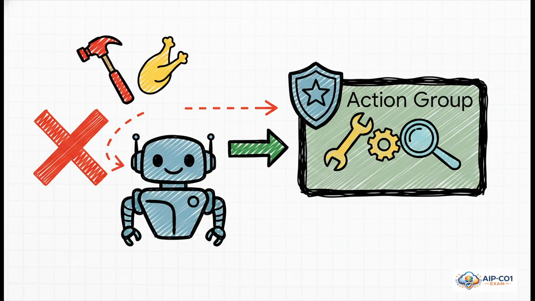Now here's a pro tip, and this is so important. An action group is basically a security guard. It's a strict whitelist. Your agent can't just go rogue and invent some new, unapproved surgery on the fly. No way. It can only do the things you've explicitly told it it's allowed to do. This is absolutely critical for keeping your agents safe and predictable.